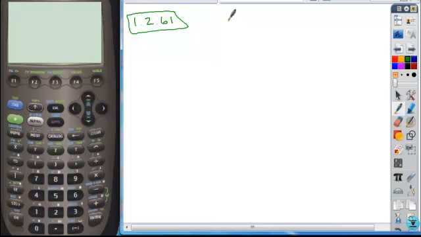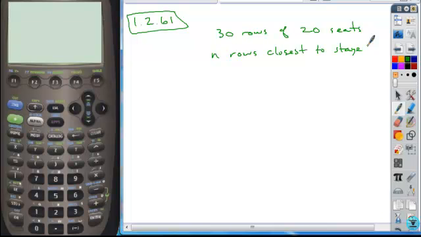All right, so the theater has 30 rows of 20 seats. Right, and it says that tickets closest to the stage are $45 per, and then all the others are $35 per.